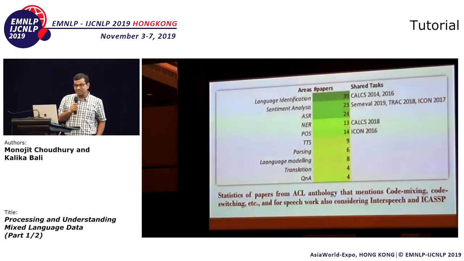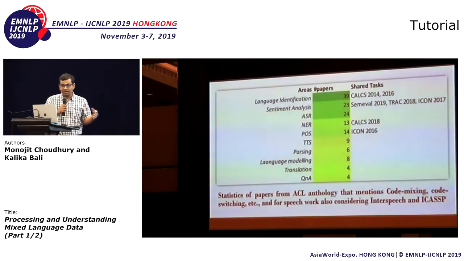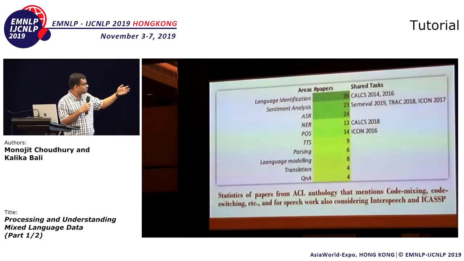So in that sense, you can see that for language identification, there is a lot of footprint in code mixing. There are 39 papers in the ACL Anthology. Whereas the application areas, like question answering and translation, are really low. The numbers are really, really tiny. Almost no work has been done in this area.